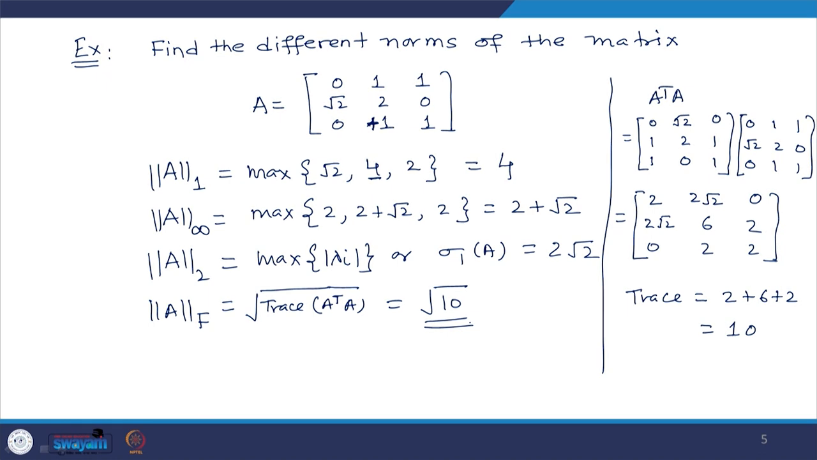In this lecture we have learned some applications of singular values: how to find the range space and null space of a given matrix using the singular value decomposition, and how to calculate the pseudo inverse using singular value decomposition. Then we defined some matrix norms, and we saw with the help of an example how to calculate all of them. In the next lecture we will see another very important application of singular value decomposition in machine learning, that is the low rank approximation.